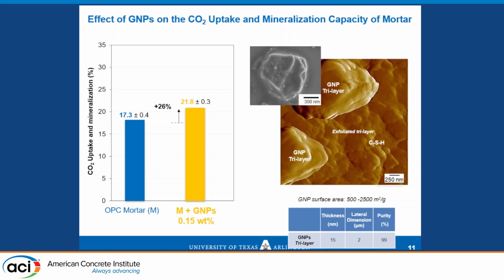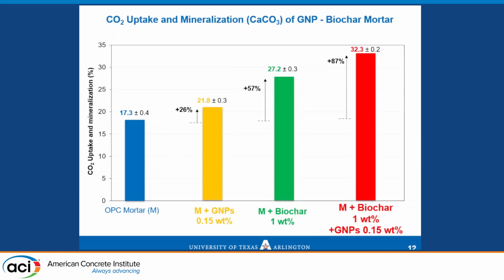Don't forget that with the biochar, we managed to increase it by 50%, right? So biochar is definitely doing a better job than graphene. But the question here is, maybe they can work synergistically. So this is the right question right now. If we can combine them to produce biochar graphene engineered concrete, so that we can enhance the CO2 uptake and mineralization.